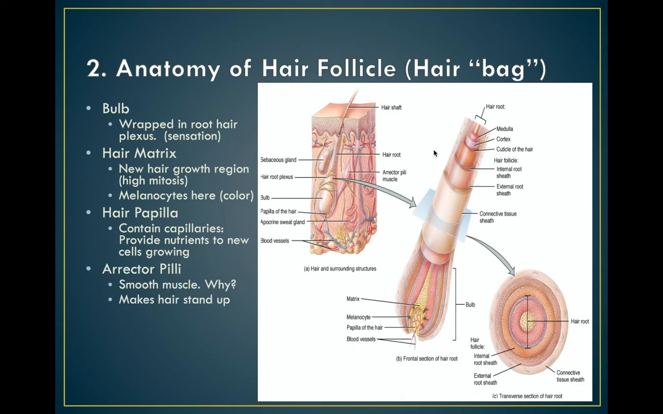And then the other important structure here is the erector pili muscle. You have to look at the top diagram for that, the one that's a little more like a square or a column. It is a little muscle that attaches itself to the bulb, and that attachment runs back up to the top of the epidermis. This is a smooth muscle, and it exists for a reason. When contracted, it will move your hairs.